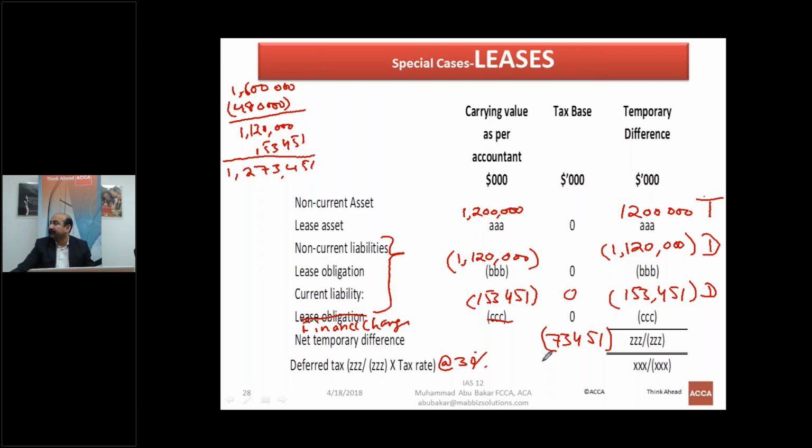Deferred tax. Let me check. Yes, no. This is a deductible temporary difference, because 1,120,000 plus 153,000, the sum of these two figures, is higher than 1.2 million. So this is basically deductible. I should mention over here, deductible temporary difference, when I apply 30% to this amount, this will give us a deferred tax asset. This is a deferred tax asset.